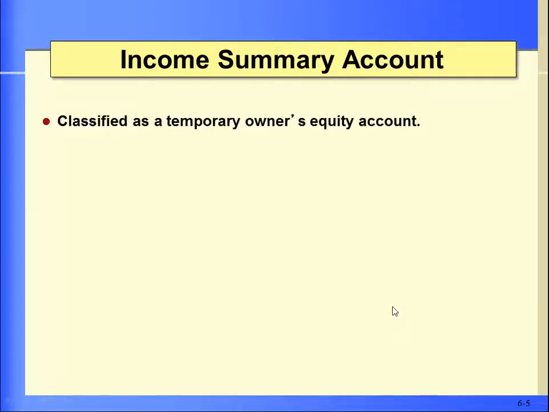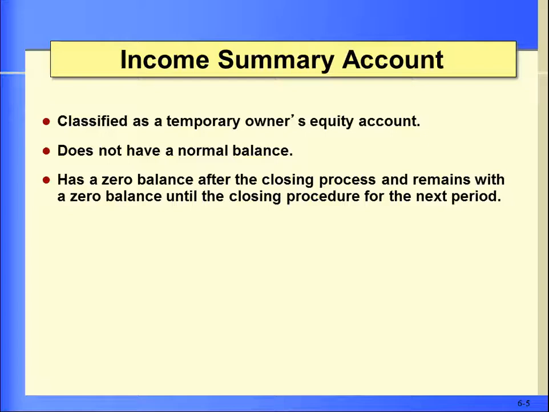The income summary account is classified as a temporary owner's equity account. It does not have a normal balance, has a zero balance after the closing process, and remains with a zero balance until the closing procedure for the next period.